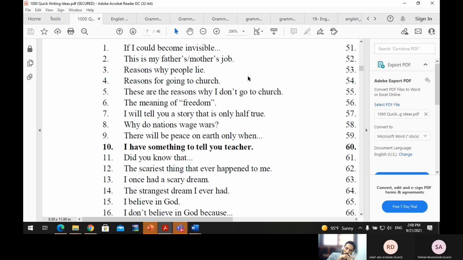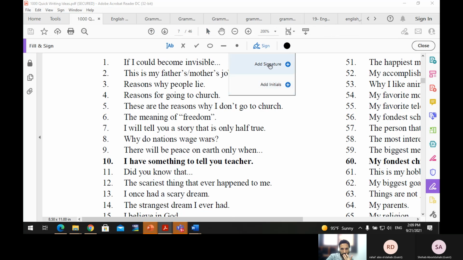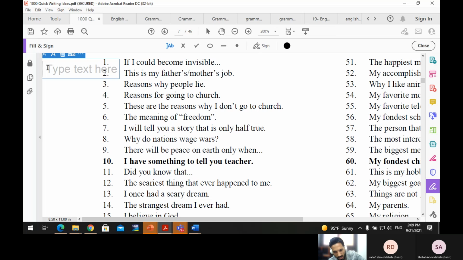Why? Because the fourth stage is called what? Revising and editing. Revising and editing. So let's write down the stages again so we know them. Stage number one, please write down. Pre-writing step.